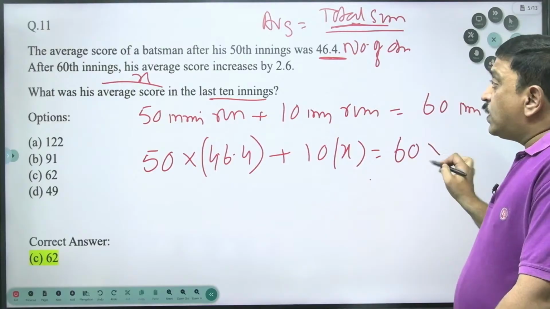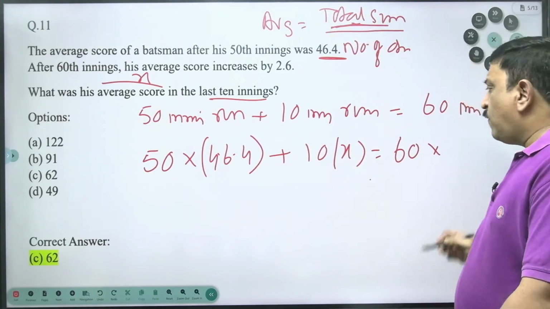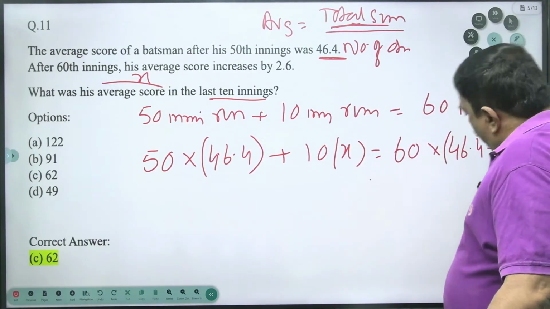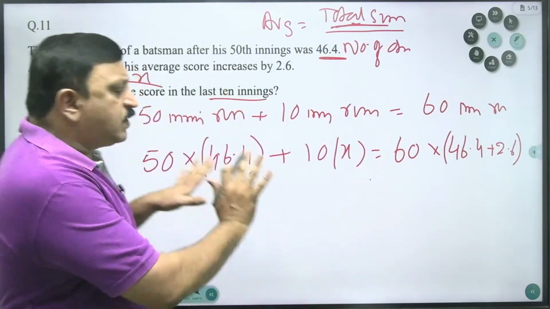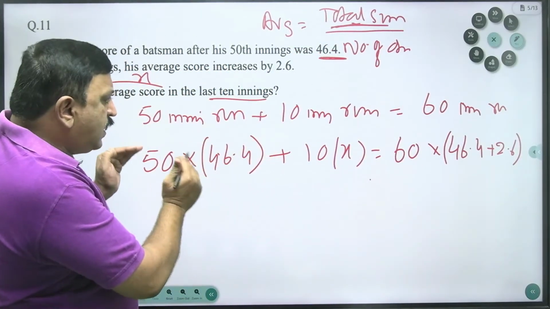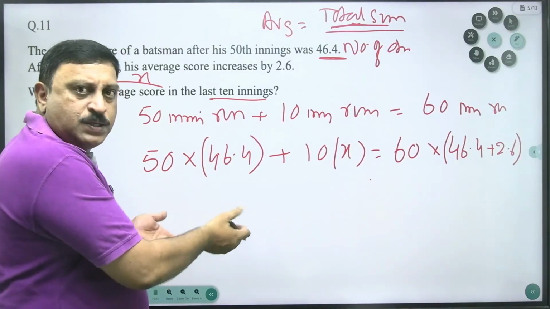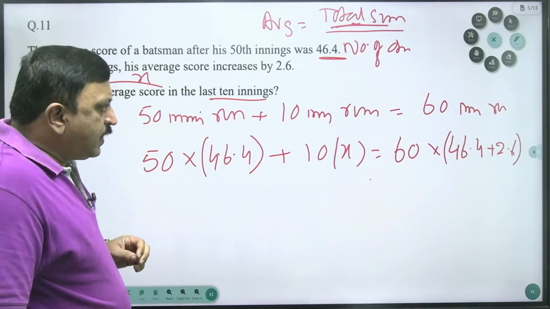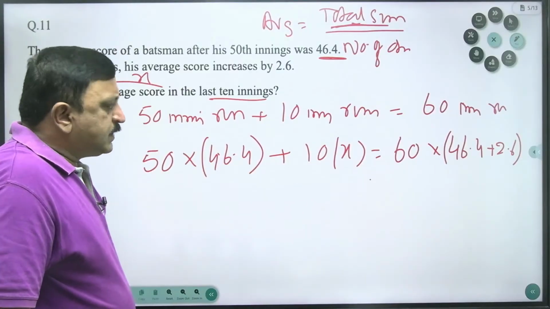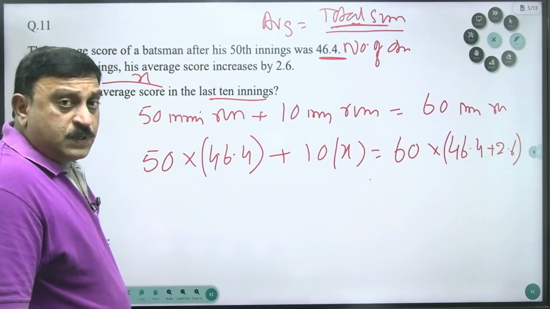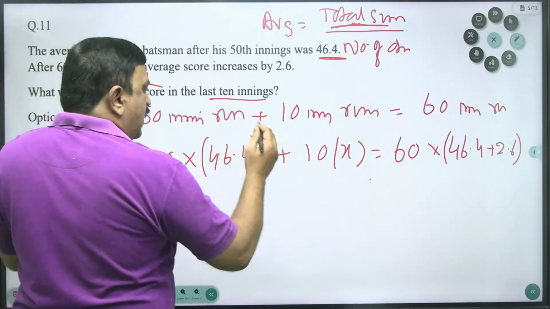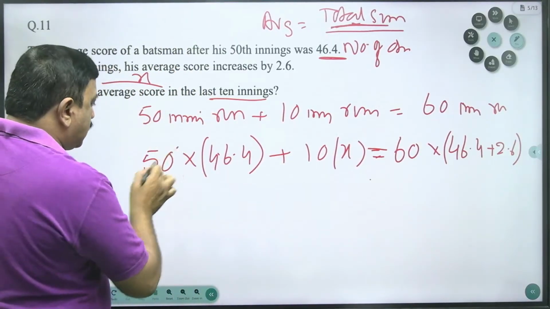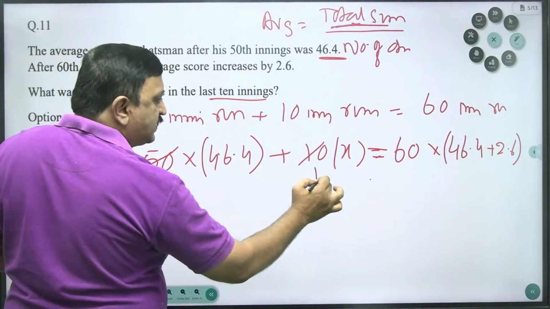But what is the average? It increased by 2.6, so 46.4 plus 2.6. I won't add that one yet, I am just writing it. We have to use this information or calculation judiciously to get the answer for X. First of all, 50, 10 and 60 are there. Since this is one entity and this is another entity in the equation, I can commonly remove 10: 10 5s, 10 1s, 10 6s.